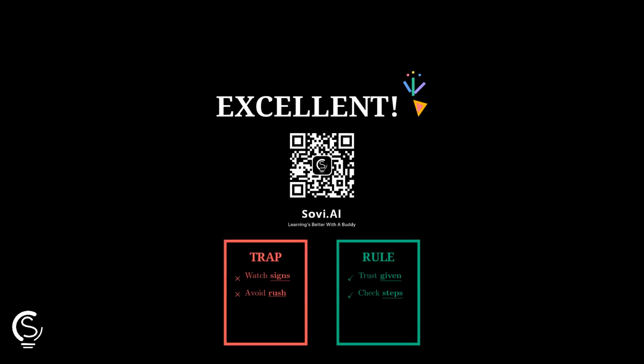Trap: signs and rushing. Rule: trust the given point and check your differentiation steps carefully.